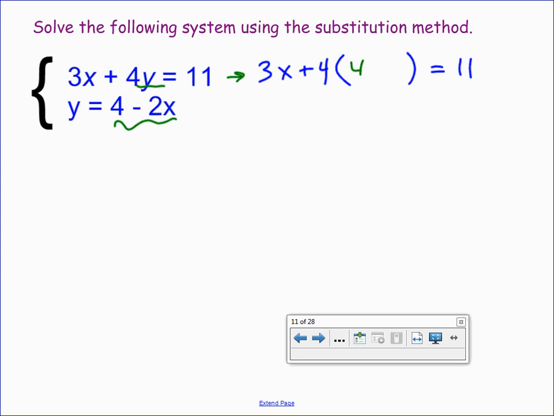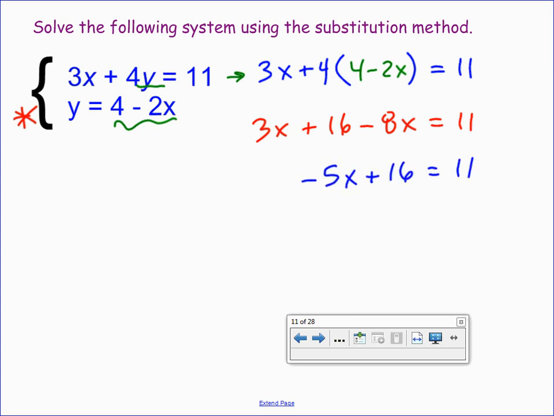4 minus 2x. In this way, I get a single equation with a single variable, just x's, and now I can solve. So watch your distribution. Plus 16 minus 8x equals 11. Combine my terms, same side, same operation. Negative 5x plus 16 equals 11. Opposite side, opposite operation. Subtract that 16 over and get negative 5x equals negative 5. Dividing both sides by negative 5 gets x alone, and I get x equals 1.